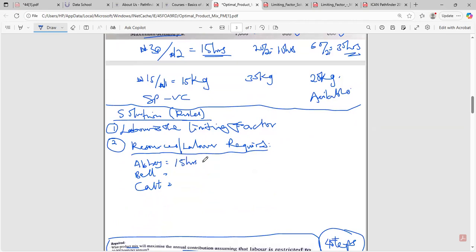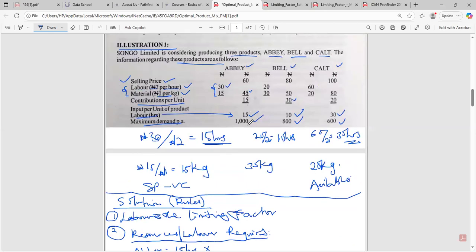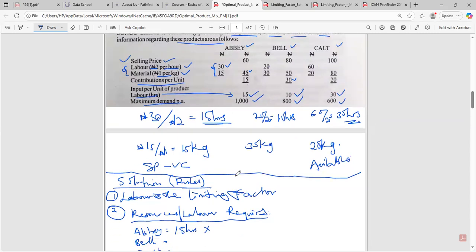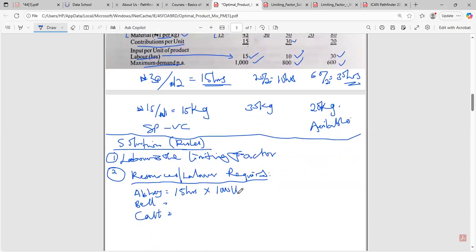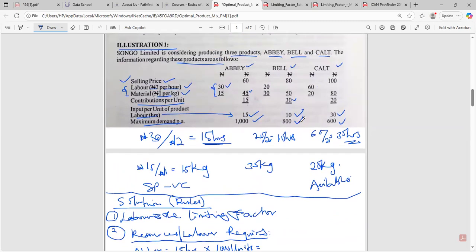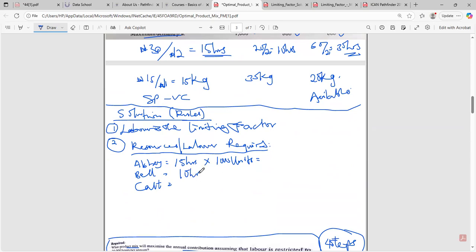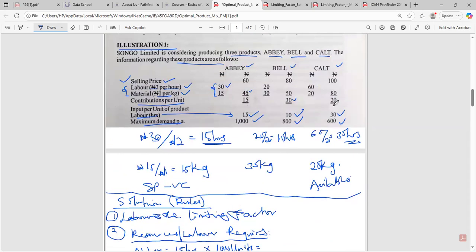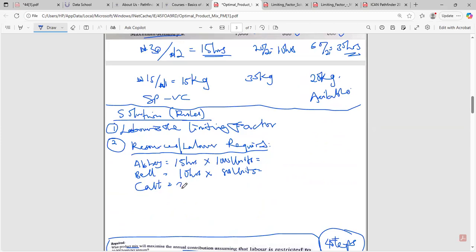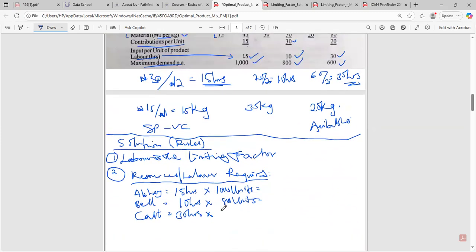If you are going to spend 15 hours to make 1 unit, how many units are you producing based on the question? 1,000 units, the maximum demand per annum. So multiply by 1,000 units. Go to Bell. How many hours do you need? 10 hours, and you are producing 800 units, so multiply 10 hours by 800 units. What about for Cat? 30 hours, multiplied by 600 units to get the total hours you need for Cat.